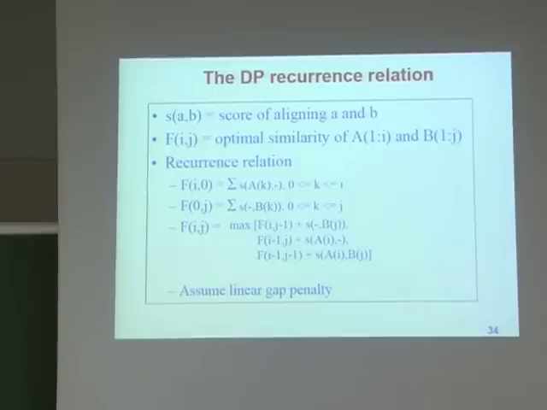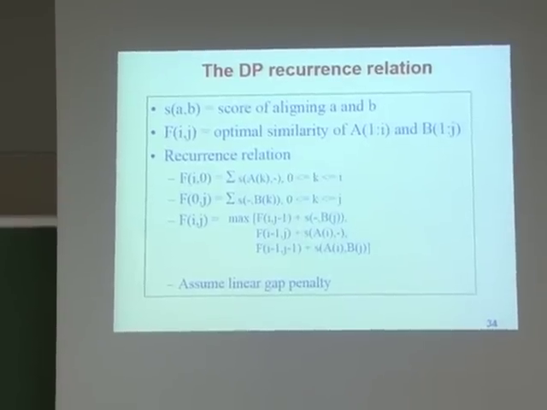This actually is a full solution. These equations are a full solution to the sequence alignment problem. It gives you the maximum score of aligning two sequences. If you look at a solution to a problem provided by using dynamic programming, this is what you get.